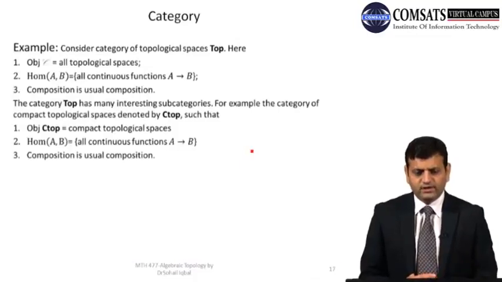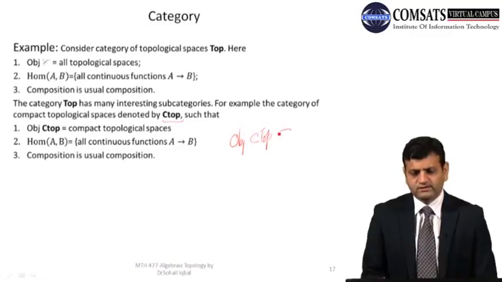So the category Top has many interesting subcategories. For example, the category of compact topological spaces, denoted by C top. This notation C top is not a very standard notation. Of course, every compact topological space is also a topological space, so we can observe that the objects of C top are a subset of the objects of Top, the category of topological spaces.